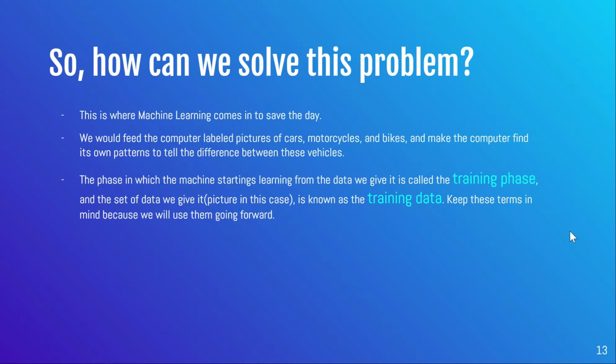So now we're going to learn about a few key terms that you're going to need to know later on. The first one is training data, and this is the data that we give to the computer, and this is the data that the computer learns from. So in our case, the training data would be the pictures of the vehicles that we looked at earlier. And the next term is training phase, and this is the phase in which the computer learns from the data that we give it, and it looks for the patterns and recognizes the patterns within this data.